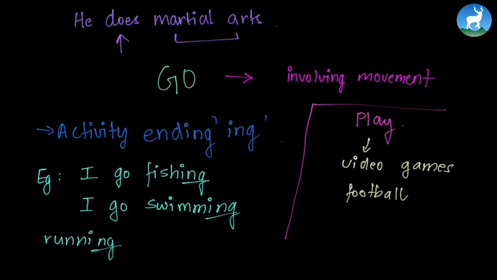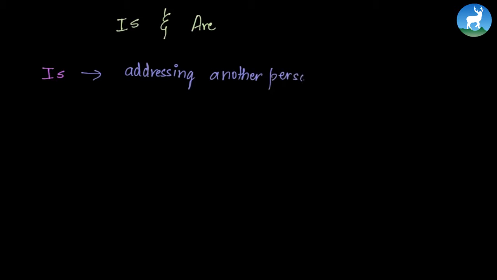Now, we will move forward towards looking at the use of is and are in a sentence. Now, is addresses somebody else, another person. We never say I is playing because we are addressing ourselves when we say I. But we say he is playing because we are addressing him, someone else.